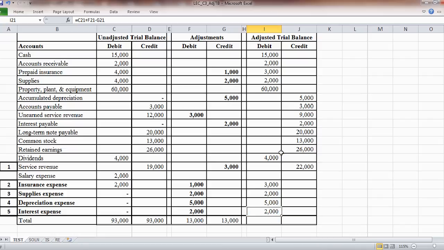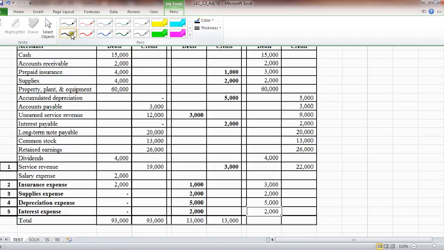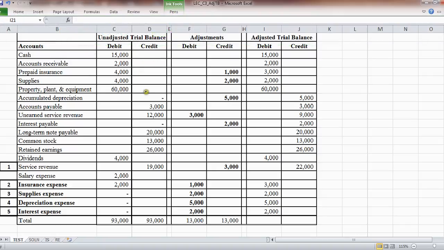So just what am I doing here? Let me go to one of the adjustments. Prepaid insurance beginning is 4,000. Reduce it by a credit of 1,000, you end up with 3,000. If there had been a debit, I would have added it. So anything with a debit balance, you start with the beginning debit, 15,000, add any debits in the adjustment column, subtract any credit in the adjustment column.